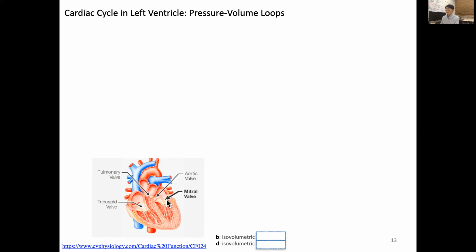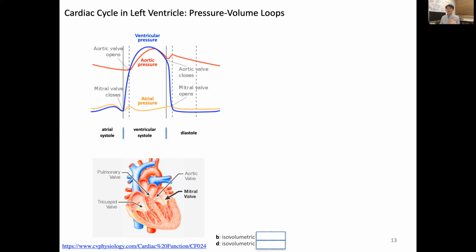Okay, so in that regard, let's see the pressure inside the left ventricle, which is depicted here in blue, which of course is undergoing this contraction, so the pressure will build up very high and then go low.